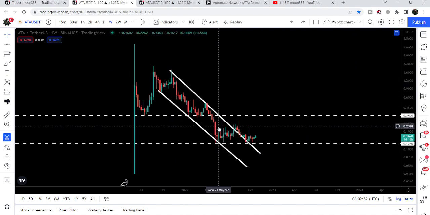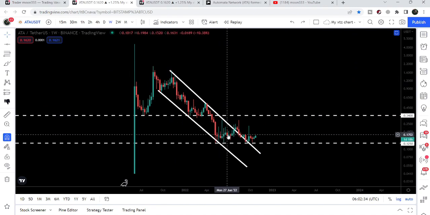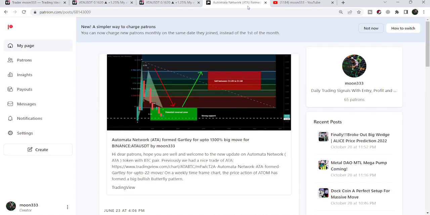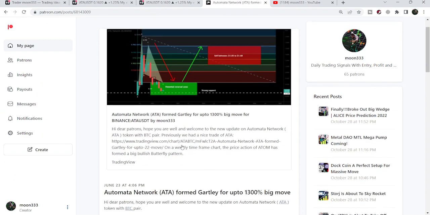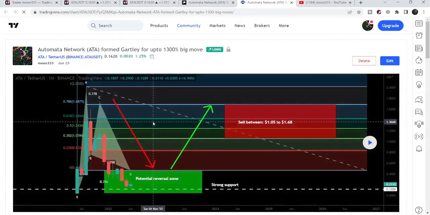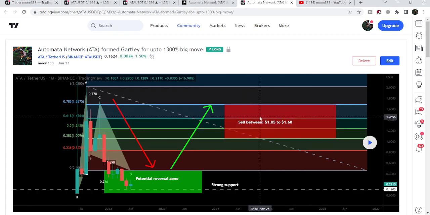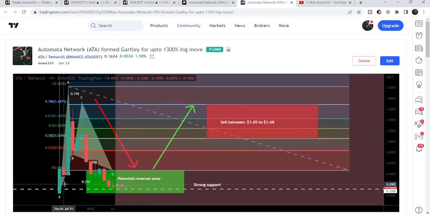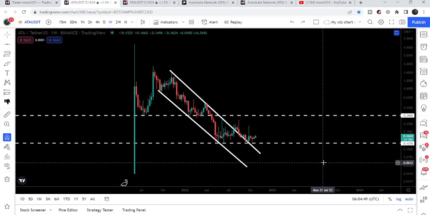And during this move to the downside inside this down channel, it has also formed a very huge harmonic bullish reversal setup on the monthly time frame chart that I've already shared with my members in the month of June 2022. As per the Fibonacci sequence of this pattern, our sell targets are from $1.05 and go to $1.68. And after playing this chart, we can see that the price line is still moving inside this potential reversal zone at this very strong support that we have at 12 cents, 12.5 cents.